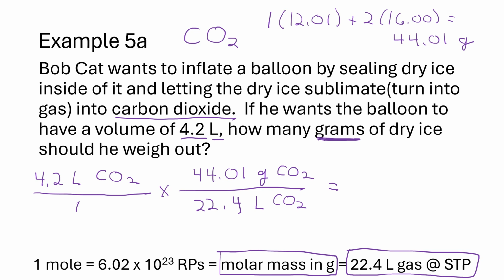And running that through my calculator, we're going to have 4.2 times 44.01 divided by 22.4. And that's going to give me 8.251875.